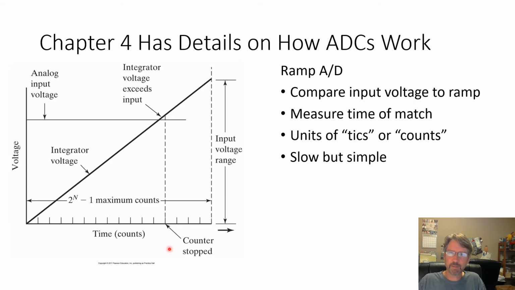Chapter 4 has a lot of information on how analog to digital converters work that we don't really go over in this class because we're not electrical engineers. But here, there are some interesting figures. There are many different ways to do analog to digital conversion. This is a ramp analog to digital converter where the input voltage is shown here. This is voltage versus time.